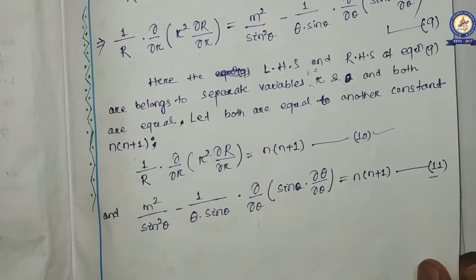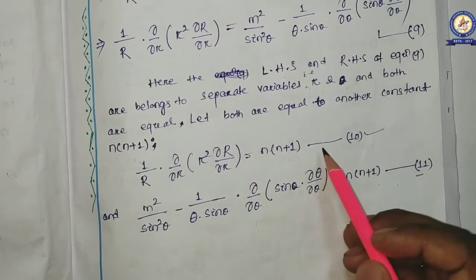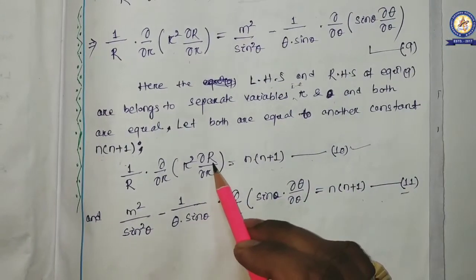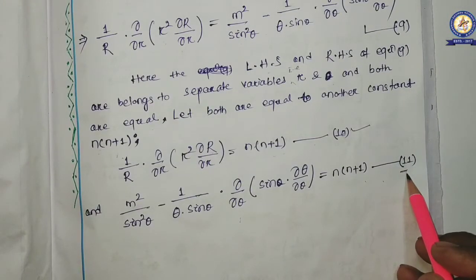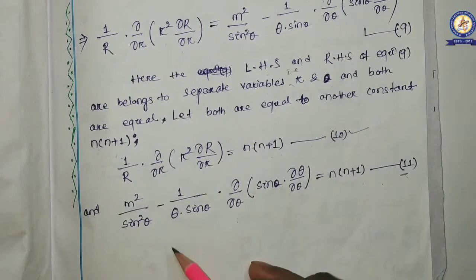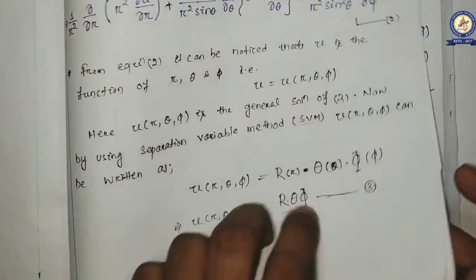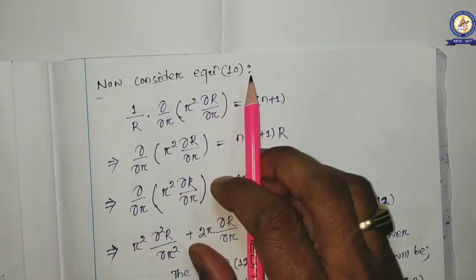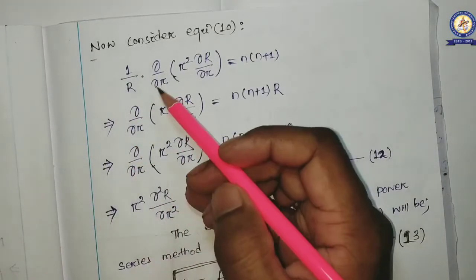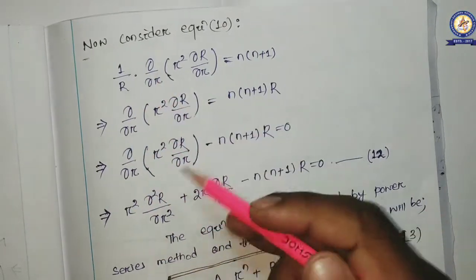Okay, we have to go to the next page and find the solution of equations number 10 and 11. From equation number 10 we can find capital R. By solving equation number 11, we can find capital theta, and then we are going to put them in equation number 3. So now we are going to consider equation number 10 and try to solve it.